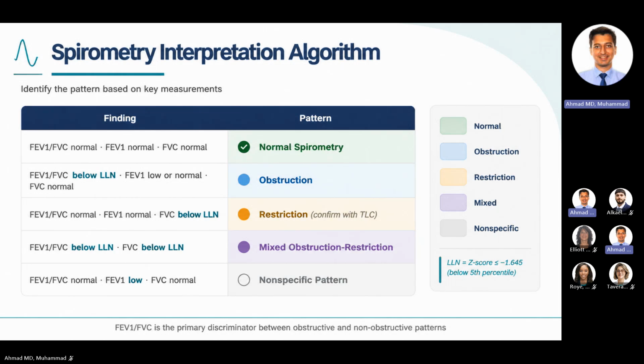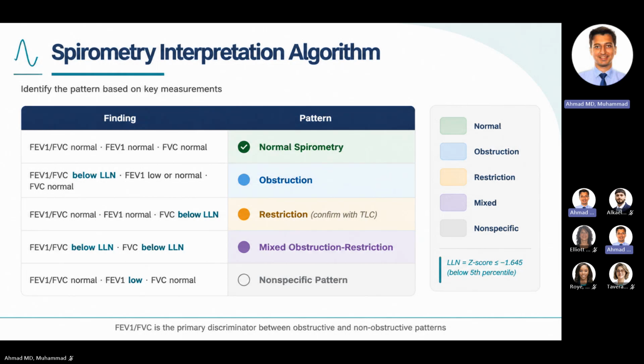The third scenario is where the FEV1/FVC is normal, the FEV1 is normal, but the FVC is below the lower limit of normal. That constitutes restriction. In the fourth example, the FEV1/FVC is below the lower limit of normal, and the FVC is below the lower limit of normal. Here you have the ratio, which is low, and the FVC is also low. This constitutes both an obstruction and a restriction.